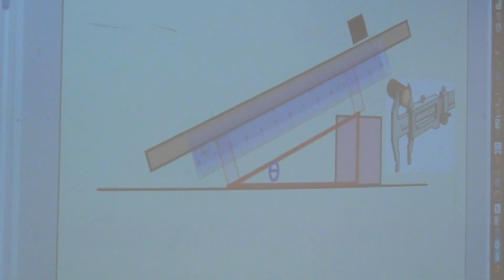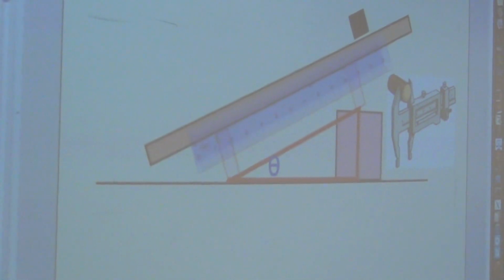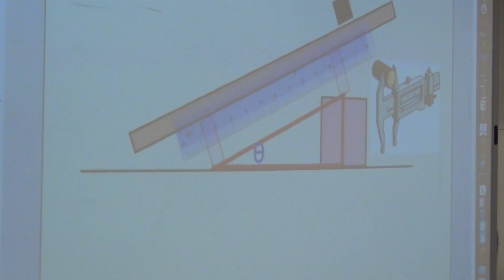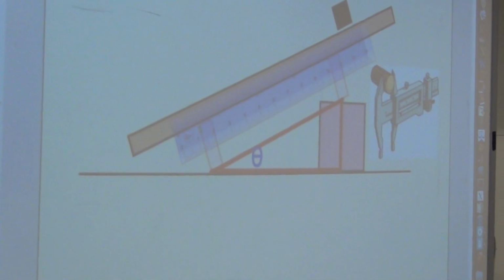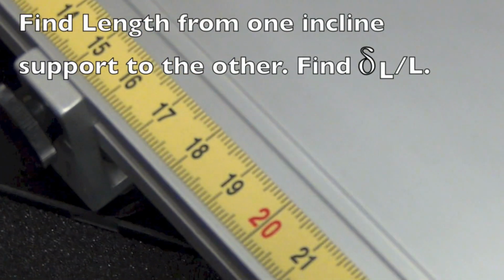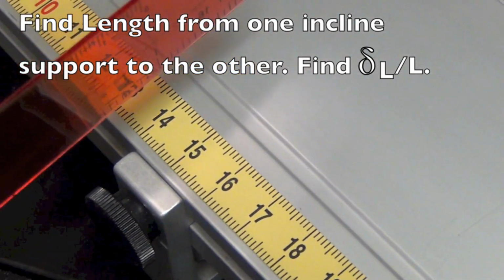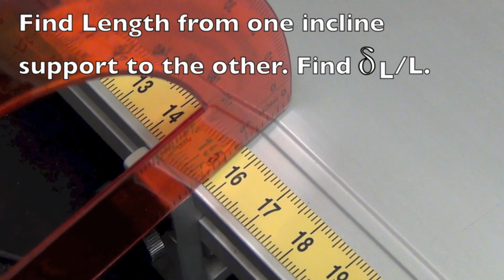The legs are not part of the triangle that describes theta. Theta is the angle between the incline and the table. But if we're lifting up one of the legs with a block, all we need to know is the height of the block. And we need to know the distance between the supports. To find the uncertainty in the distance between the supports, it's a 2-point measurement. And each point is going to have parallax.